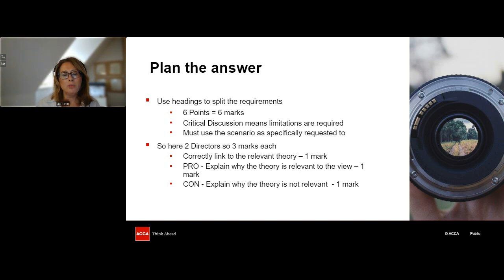The first 2 marks are easier to get and the third one is harder. We don't necessarily need that 3rd mark. We need 4 out of the 6 to pass the exam. So the point is, make sure you get the easy marks, linking to the theory and explaining why the theory is relevant. Brilliant if you can explain why the theory is not relevant, but those are the harder marks to get. Full sentences, 1 mark. Hopefully that's clear.